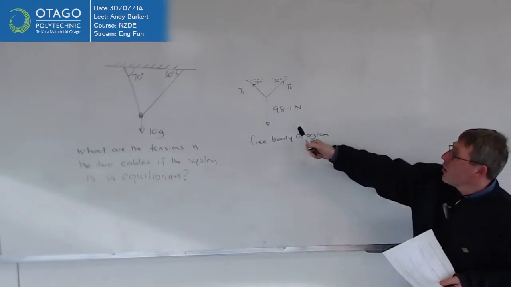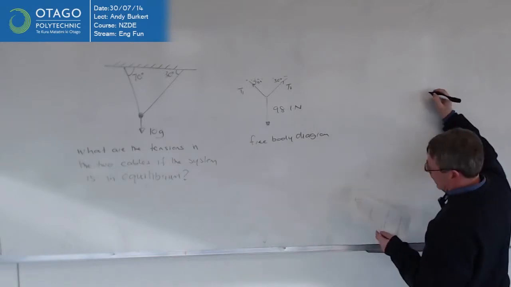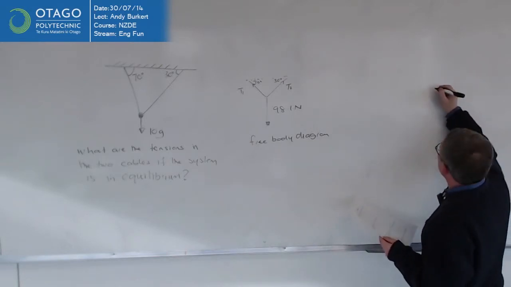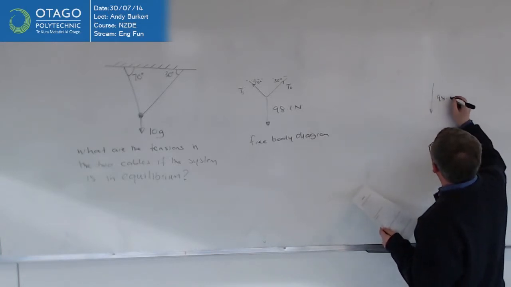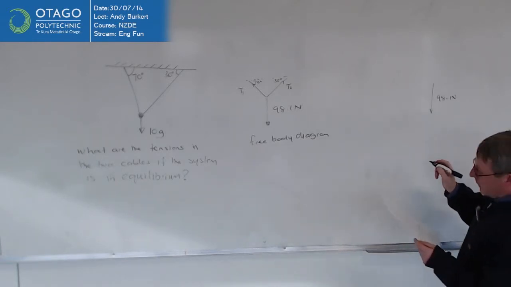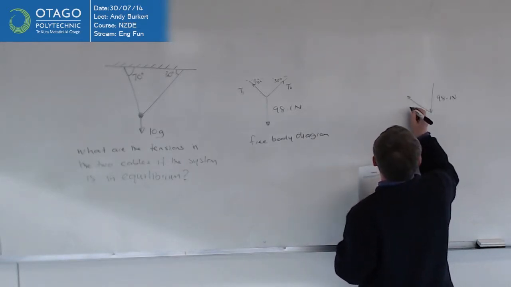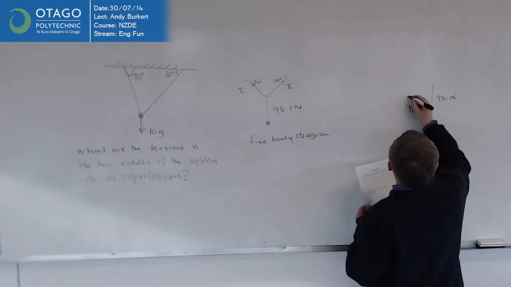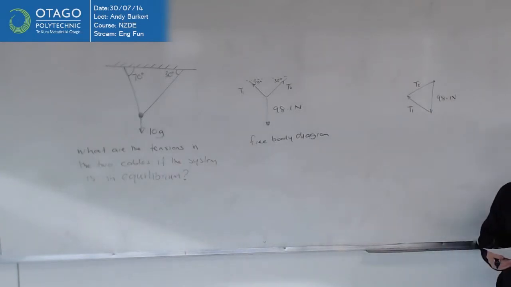So the easiest one to start with, remember it doesn't matter which one you start, we just put them nose to tail, but the easiest one to start with is our weight acting down. So there's our weight acting down, so we've got 98.1 newtons there. And then I can have T1 going up like that, and then T2 closing it off. Now, what angles can I put in there?